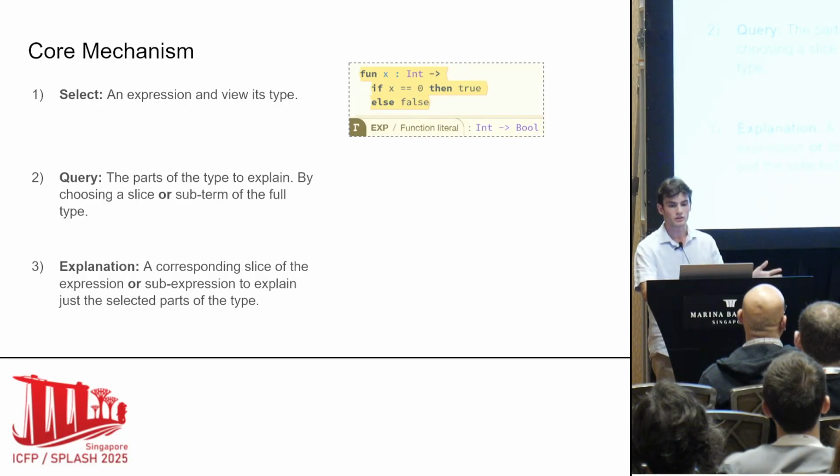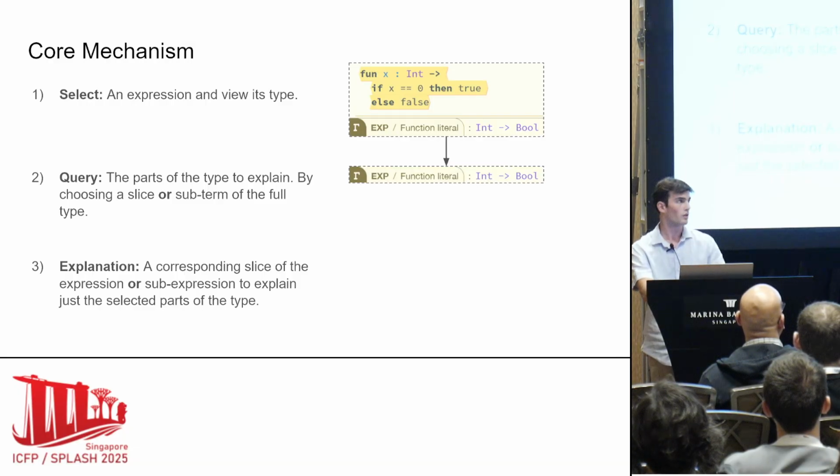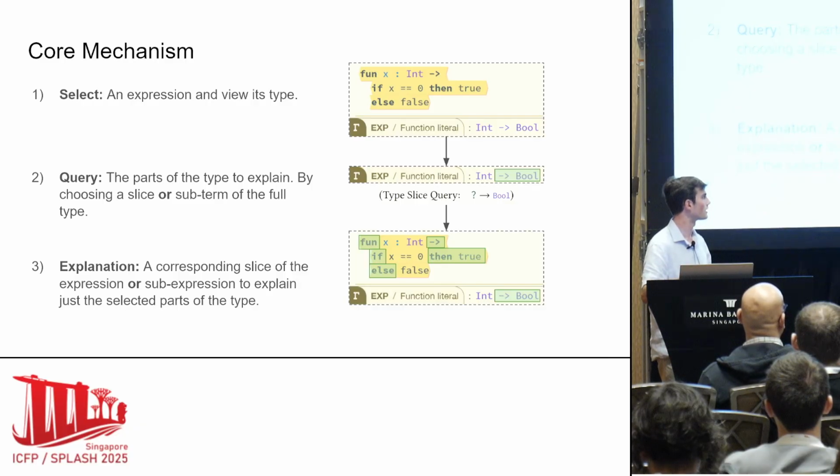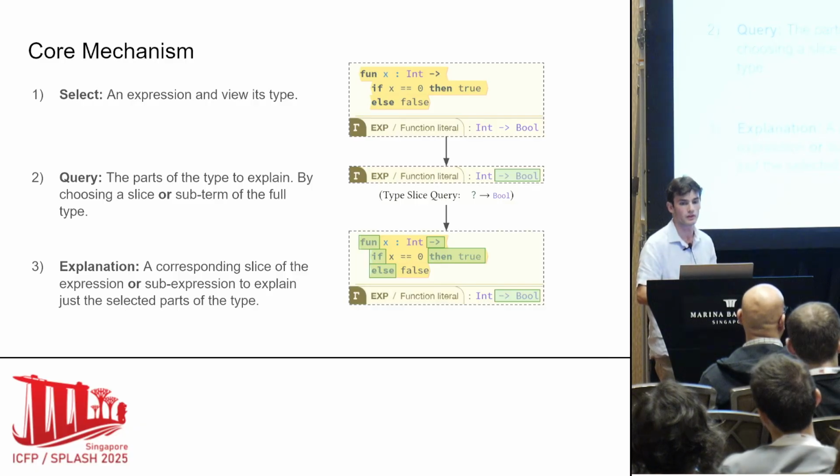So just as an example, here's an is0 function. And if I look at the type down on the bottom, I can then say, well, why is it a function, and why does it have a Boolean return type? So that's equivalent to omitting the integer here and taking a slice of the type. And then it would give me this. So it doesn't care about the argument because that wasn't used. And I'm also only caring about one of the branches of the if statement. It's arbitrary which one we choose there.